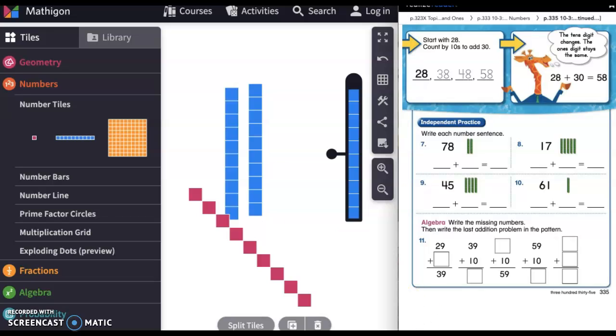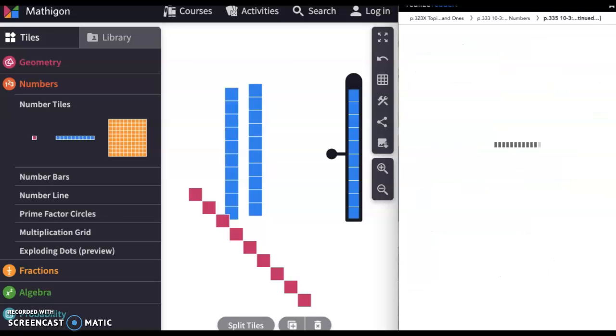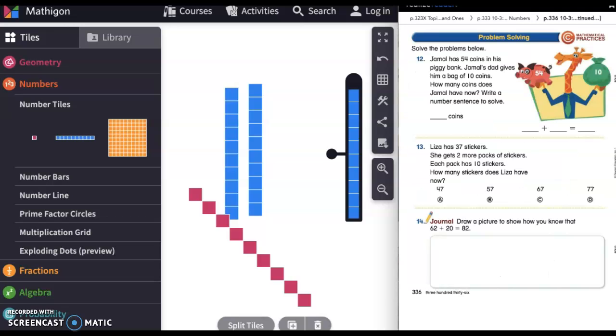Okay, and then finally on the back, I want you to go ahead and answer these word problems. Number 12 says Jamal has 54 coins in his piggy bank. Jamal's dad gives him a bag of 10 coins. How many coins does Jamal have now? Write a number sentence to solve. So you're going to write the number sentence, and then you're going to write how many coins all together right here.